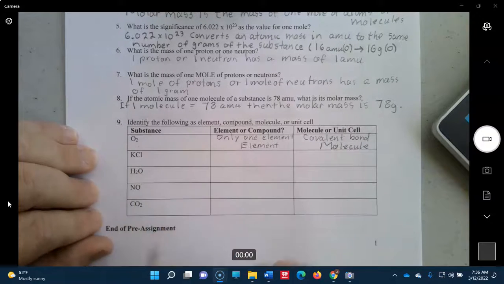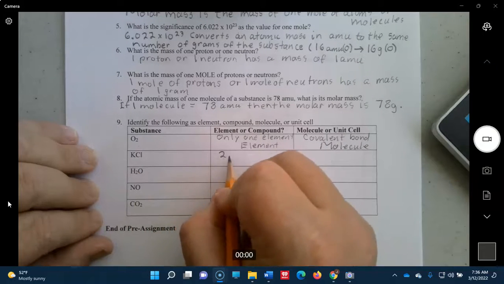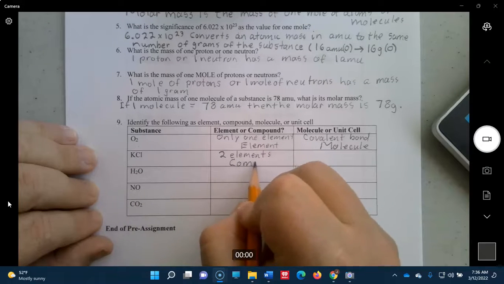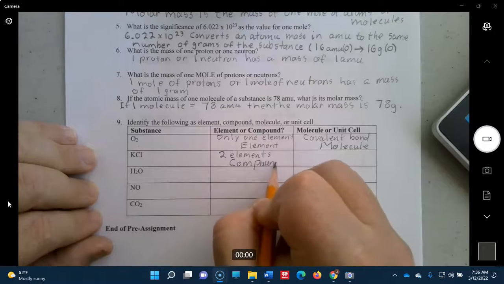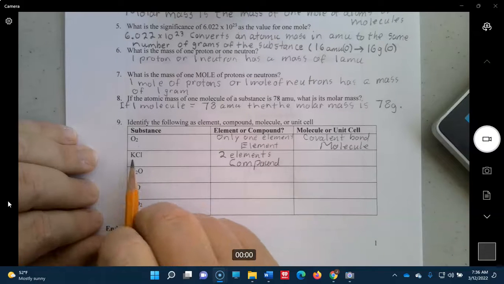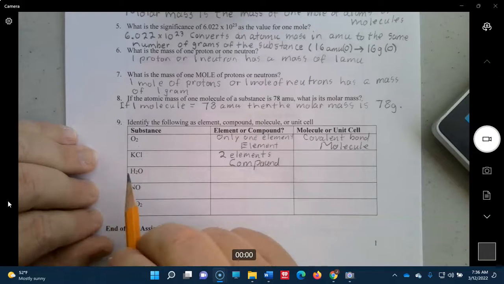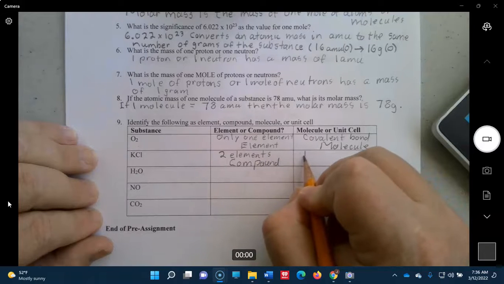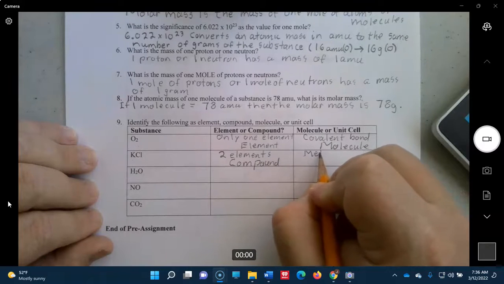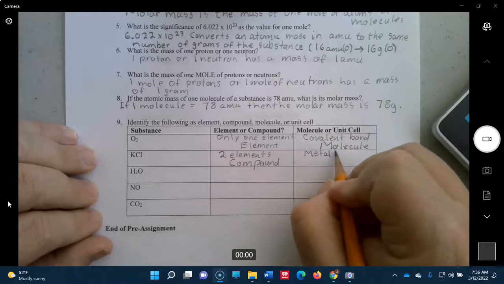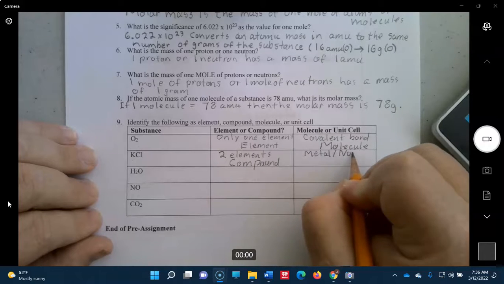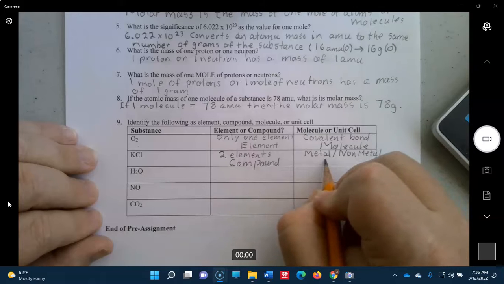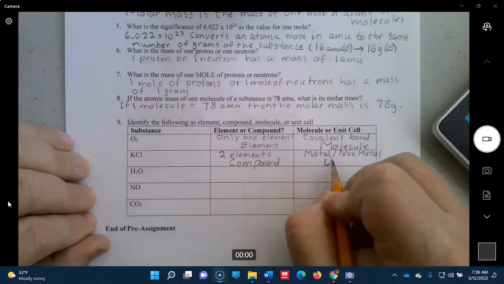KCl. So KCl has two elements, and if a substance has two or more elements, it is a compound. K is a metal, chlorine is a nonmetal. Metal-nonmetal forms ionic bonds. So it's an ionic bond. Metal, the potassium K. So that would make it a unit cell.